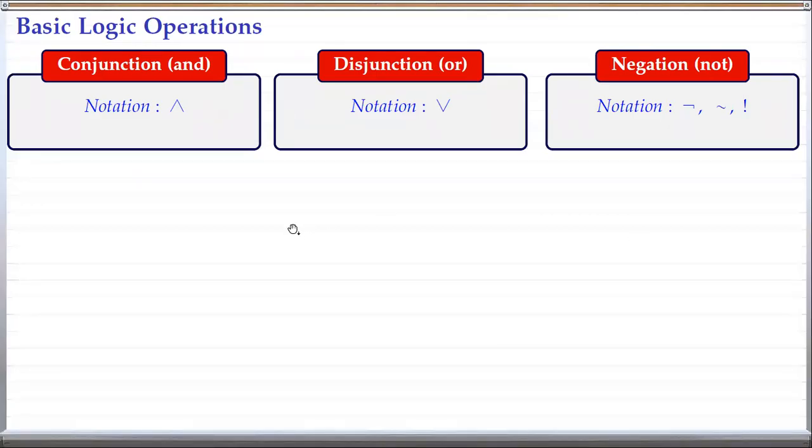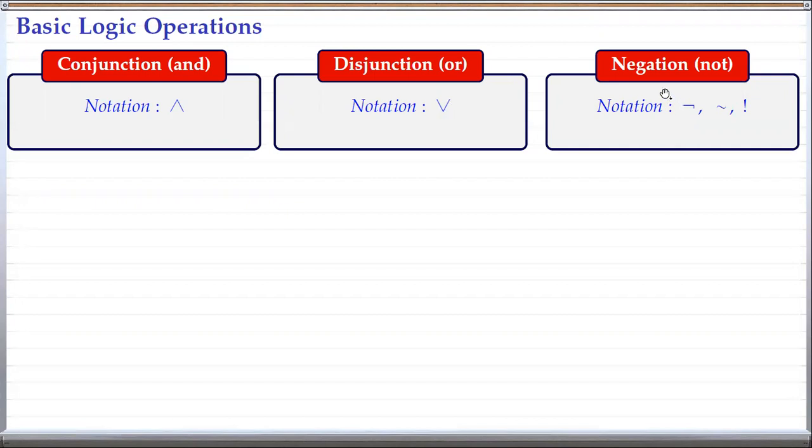In this video, we will talk about three basic logic operations: conjunction, disjunction, and negation. Conjunction, which we generally call AND, is denoted by this notation, which looks like an A without a bar in the middle. Disjunction, which we generally call OR, is denoted by this notation, which looks like a V.